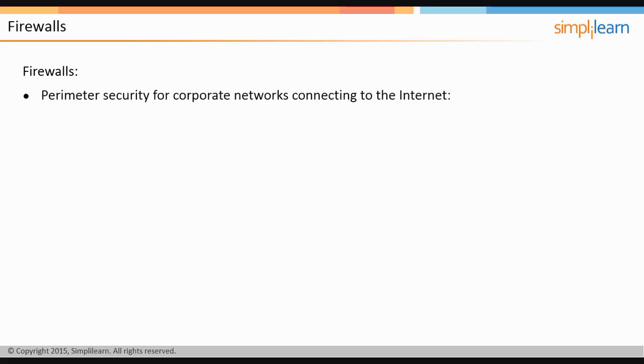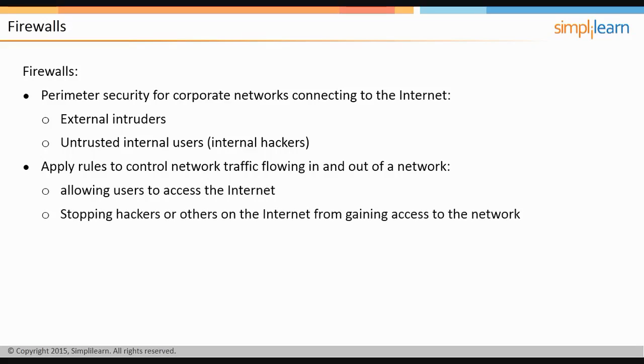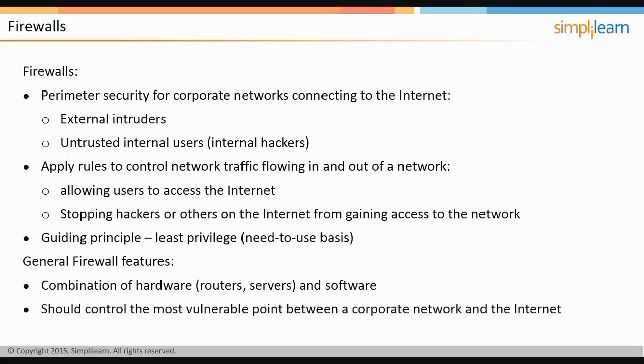A firewall is a security perimeter for corporate networks connecting to the Internet, aimed at preventing external intruders and untrusted internal users, internal hackers. It applies rules to control network traffic flowing in and out of a network, allowing users to access the Internet and stopping hackers or others on the Internet from gaining access to the network. The guiding principle used is least privilege, need to use basis. General firewall features include a combination of hardware, routers, servers, and software. It should control the most vulnerable point between a corporate network and the Internet.